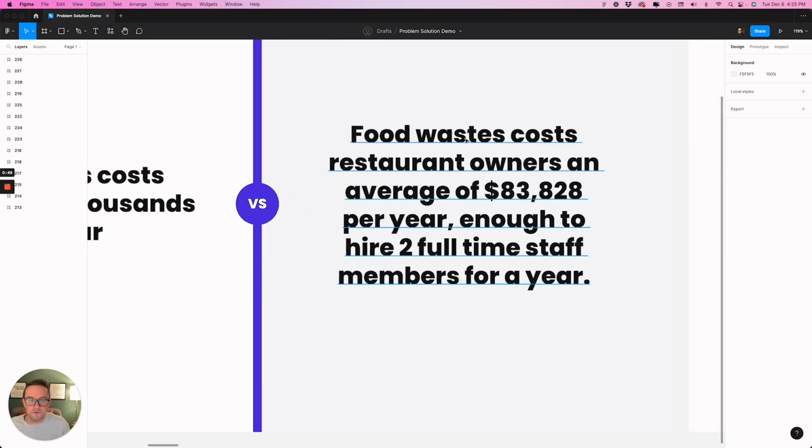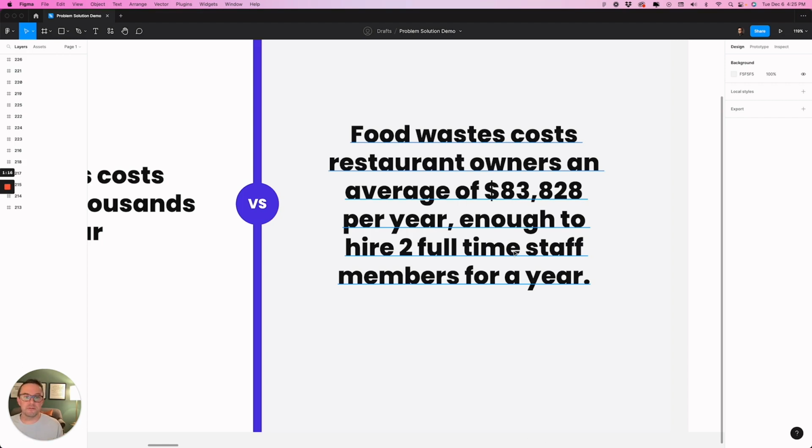Versus this one, which is food waste costs restaurant owners an average of $83,000 per year, enough to hire two full-time staff members for 1 year. So not only are you giving very specific numbers inside of that problem, but then you're also comparing it to the scale. Is 83,000 a lot? I don't know. I'm not a restaurant owner. But if I put that in the scale and say 2 full-time staff members for a year, that's amazing.